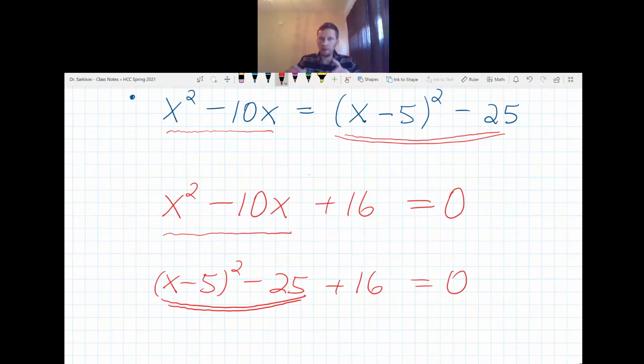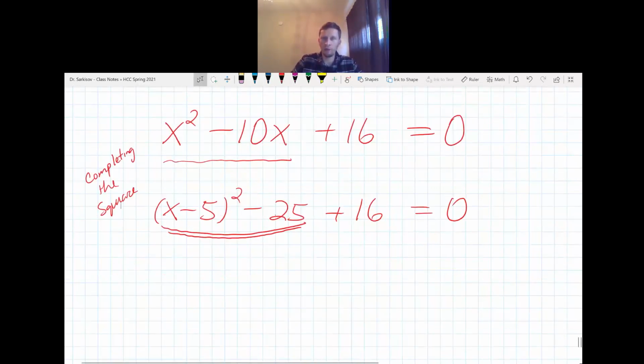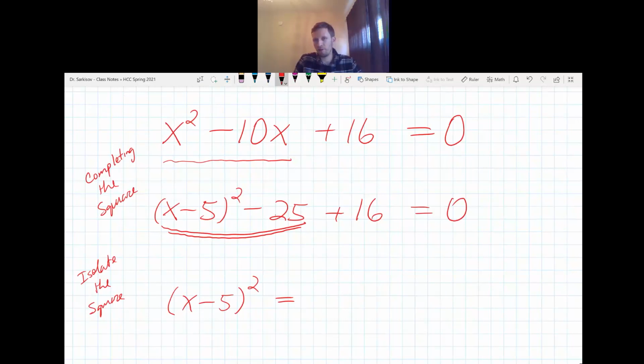But guess what? I completed the square. Now let me isolate it. So this is completing the square. That's what that method is. That's what we did. And the reason we do this is so now we can isolate the square, and then we'll use the square root property. So here goes. Isolate the square. We get x minus 5 squared is equal to, what's 25 on the right side minus 16? Positive 9. We can check, get rid of these numbers, put on that side.